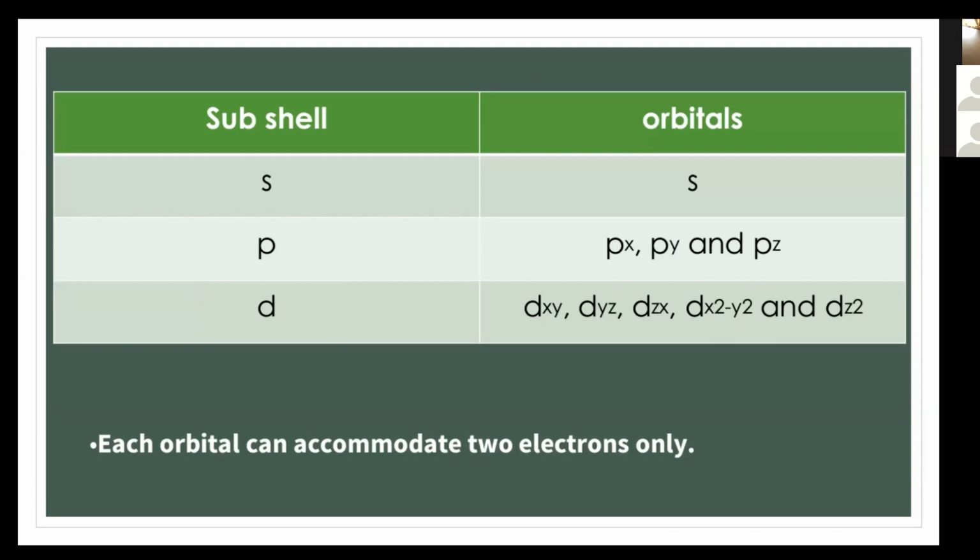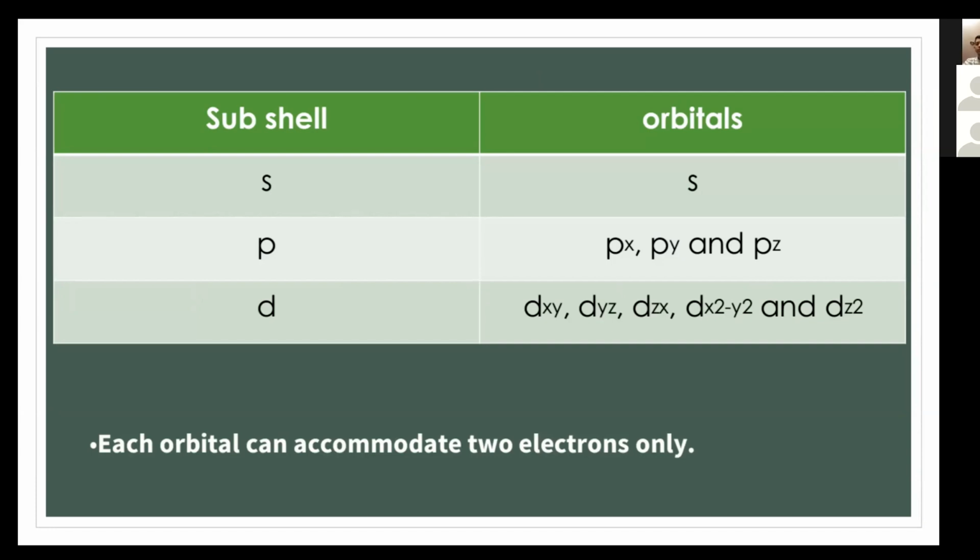Since I said that a subcell is comprised of orbitals, meaning a subcell is a group of orbitals, in the S subcell there is only one orbital, that is the S orbital. But if you go to the P subcell, then we find three orbitals. They are Px, Py, and Pz. And each orbital can accommodate only two electrons. Since the P subcell has three orbitals, that means the P subcell can accommodate 6 electrons, right?